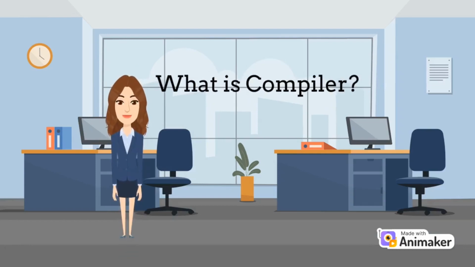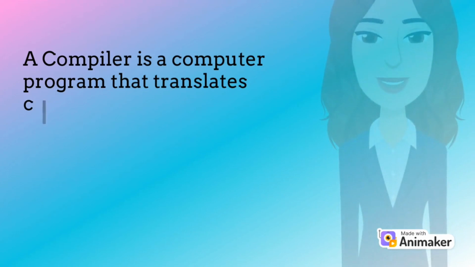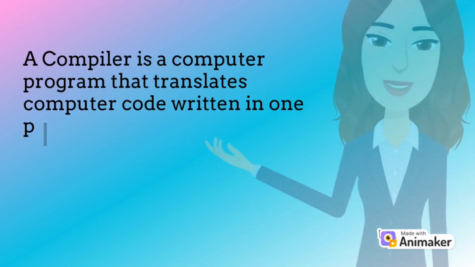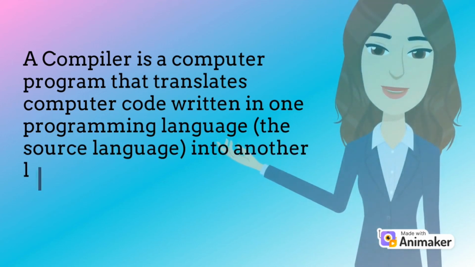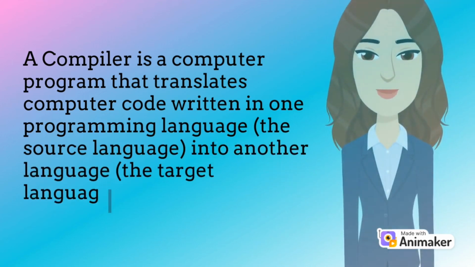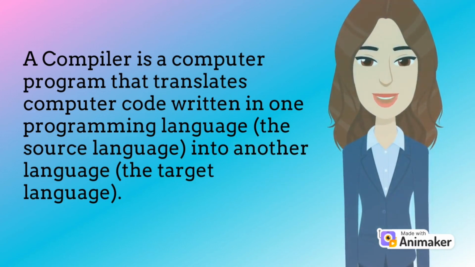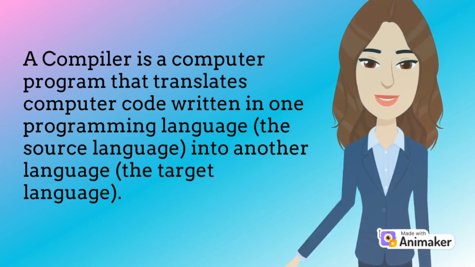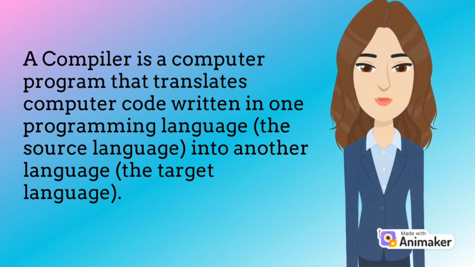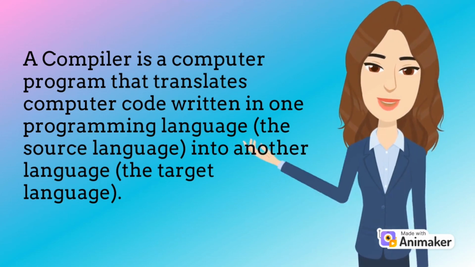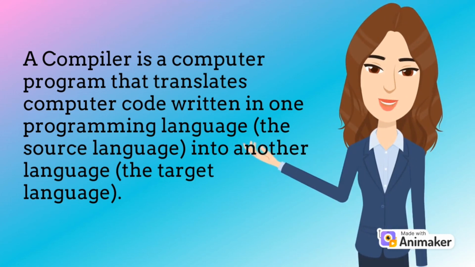What is a compiler? A compiler is a computer program that translates computer code written in one programming language, the source language, into another language, the target language. The name compiler is primarily used for programs that translate source code from a high-level programming language to a low-level programming language, assembly language, object code, or machine code to create an executable program.